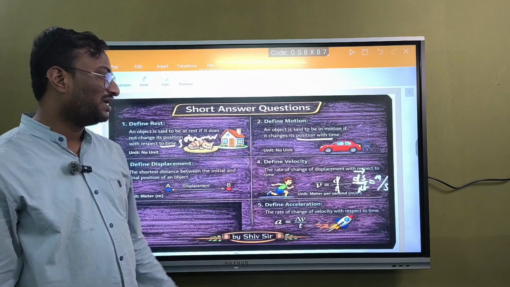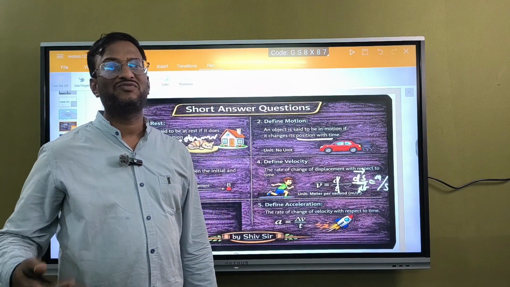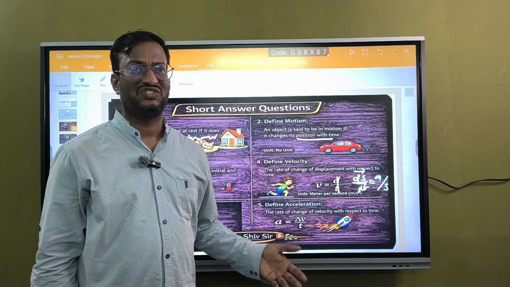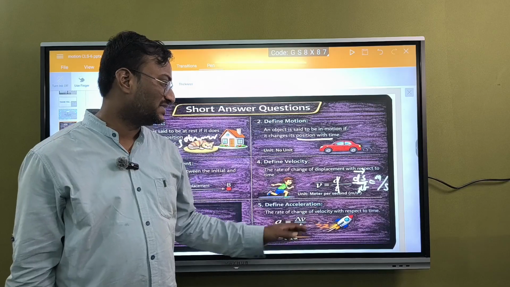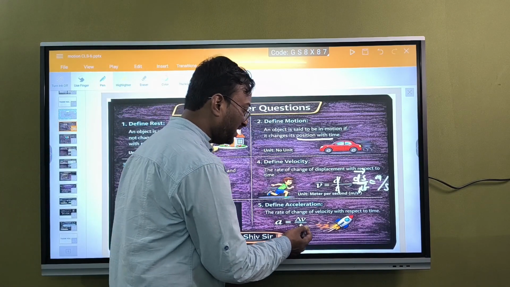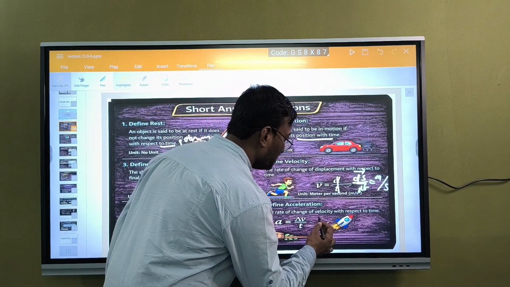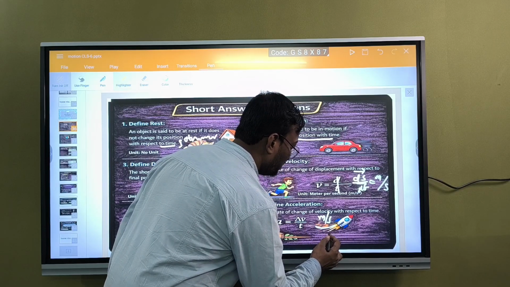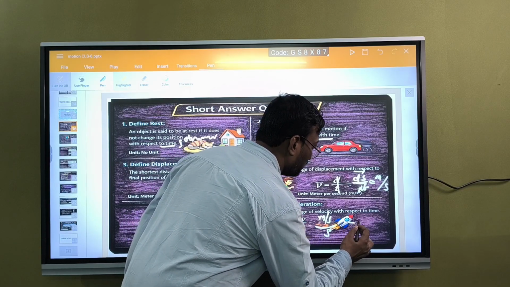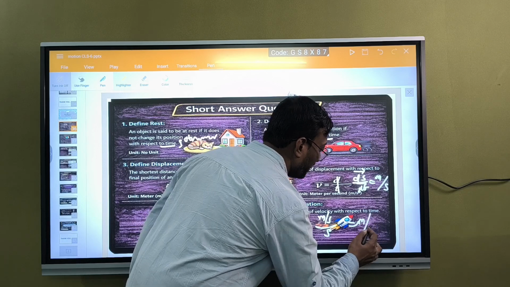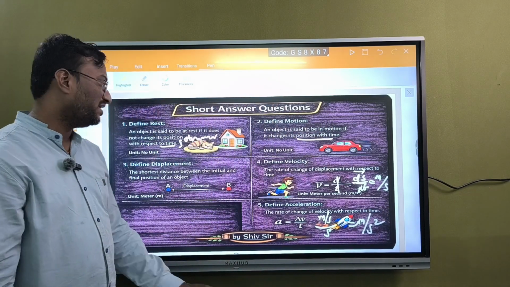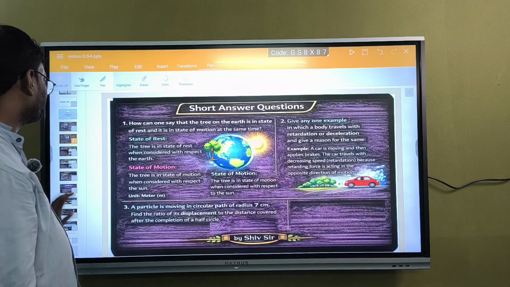Define acceleration. What is acceleration? The rate of change of velocity is called acceleration. Change in velocity, we call it as acceleration. a is equal to dv by dt, and the unit of velocity is meter per second, divided by time, the unit of time is second, so the unit is meter per second square. Likewise, we can define acceleration.